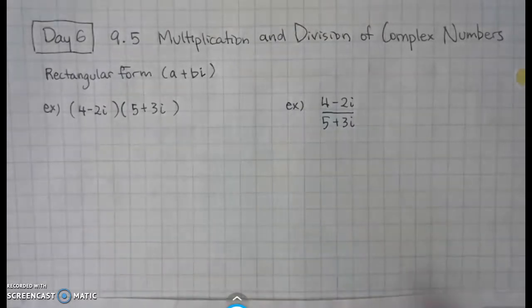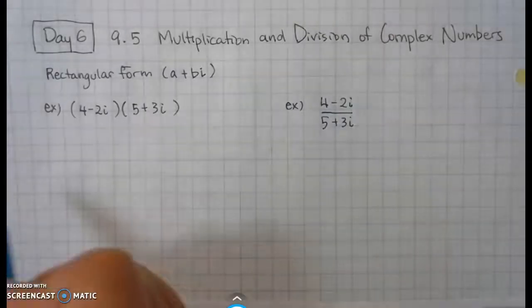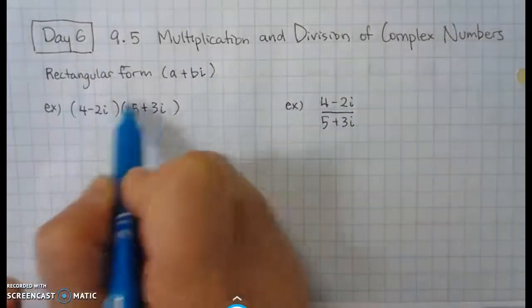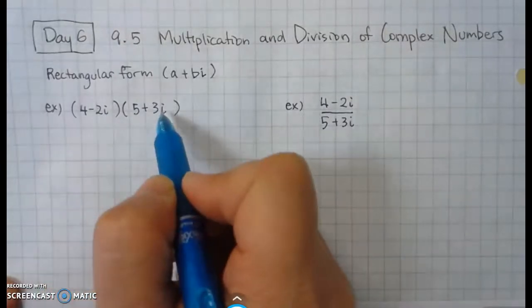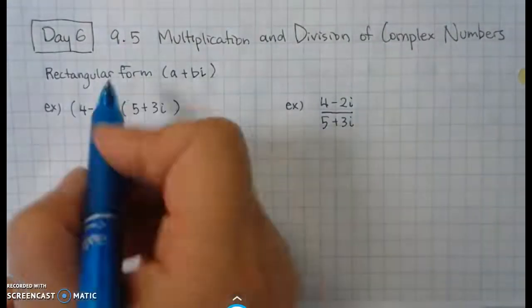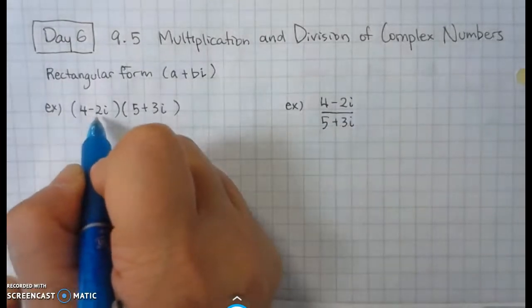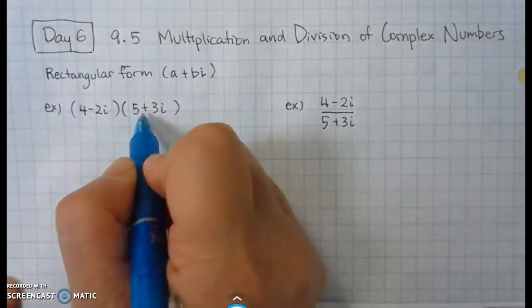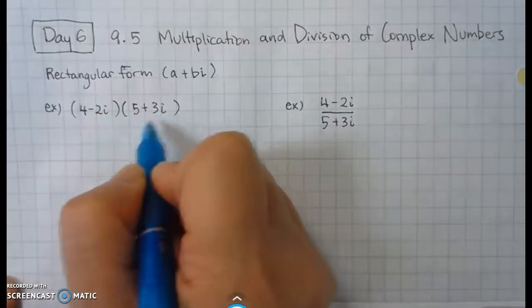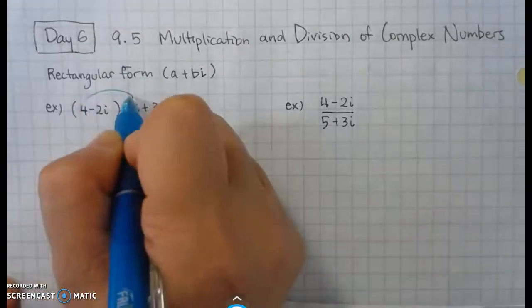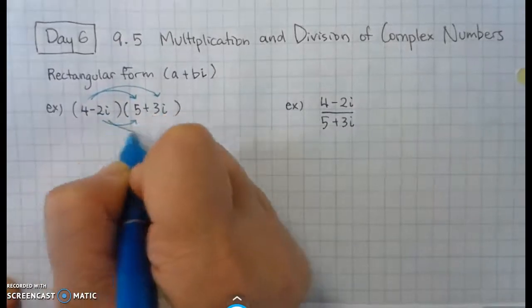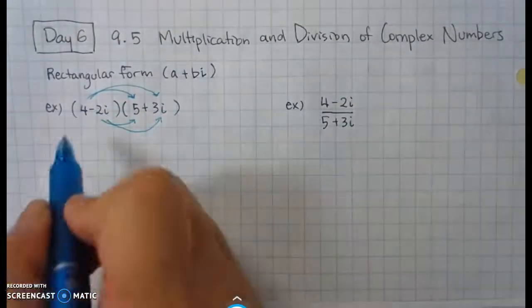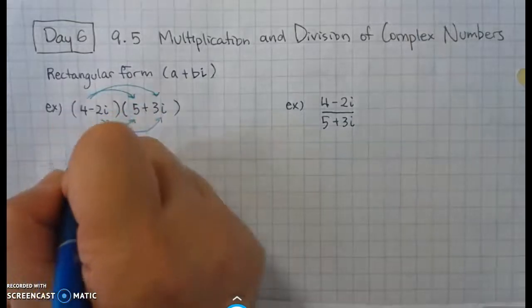For those of you who need a little bit more of a reminder, this is just multiplying of polynomials. Remember, you can treat i just like you would any variable. So that means it's like 4 minus 2a multiplied by 5 plus 3a. And you're multiplying it, so to do that, you distribute and multiply it out. So 4 times 5 is 20.